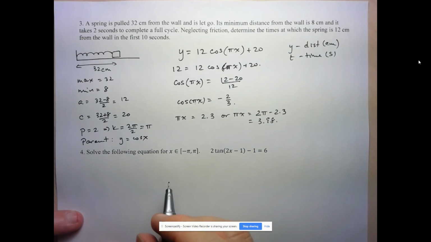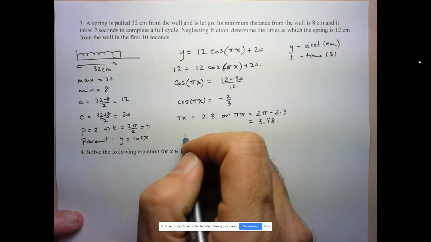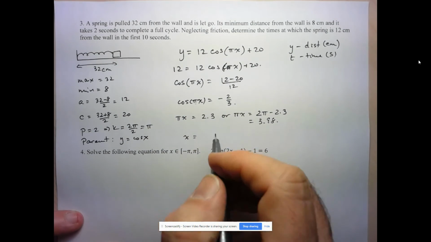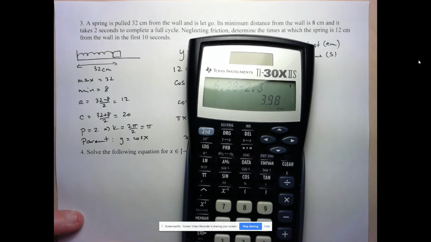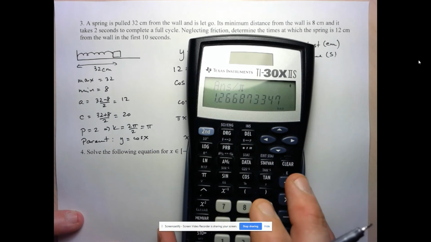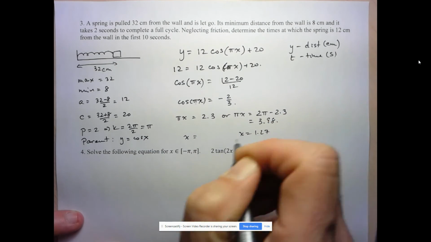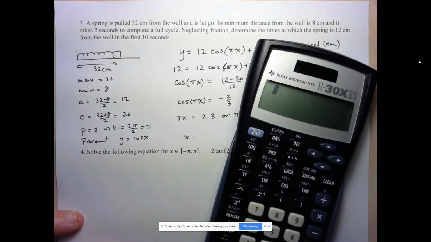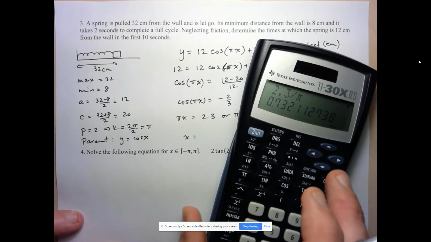How can we generate more answers? First of all, we're going to have to solve for x. Almost forgot about that. Let me do the second one first. So 3.98, and we're dividing by pi, so that's 1.27. So x is equal to 1.27, and from this one here, 2.3 divided by pi is 0.73.